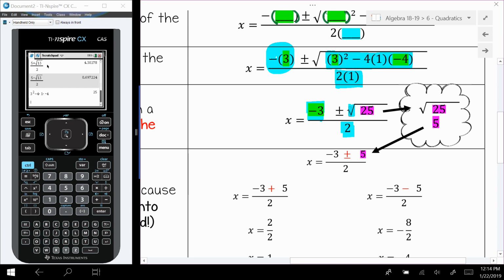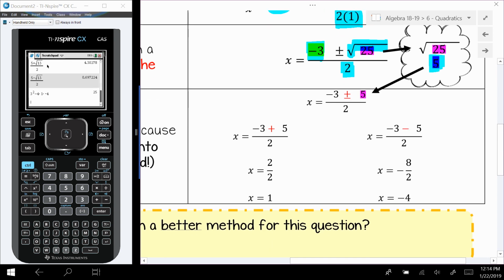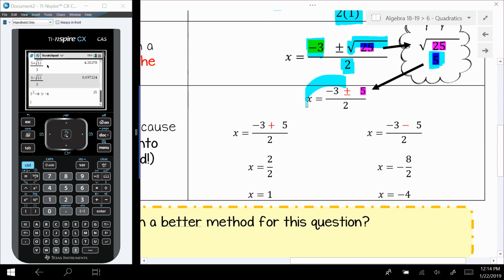So that's where that came from. The nice thing about the square root of 25 is it's an integer. It is 5, all right? So now I'm left with negative 3 plus or minus 5, and then this is very similar to what we did in lesson 6.8, where we kind of came through and we said do the plus section of the equation and the minus, and then we'll get our same answers, all right?